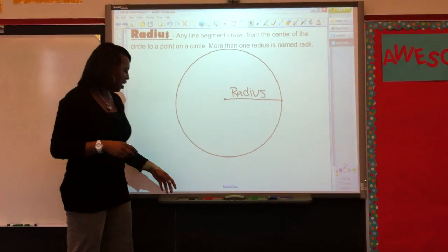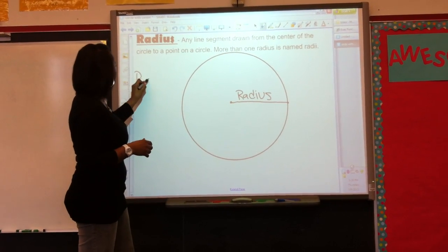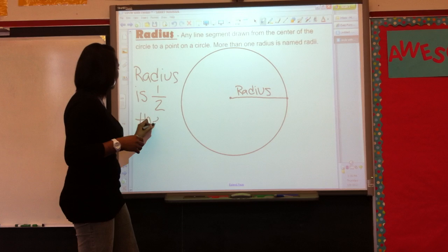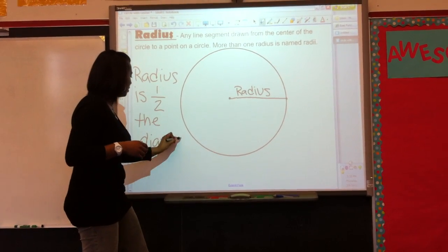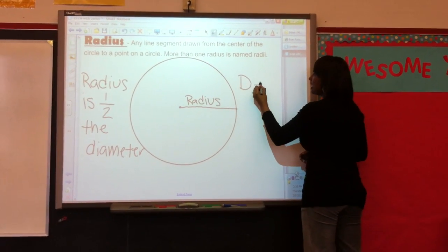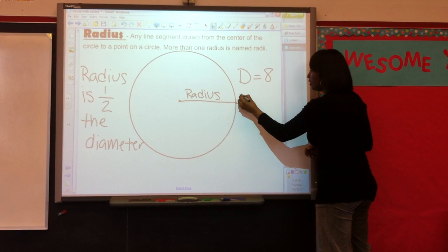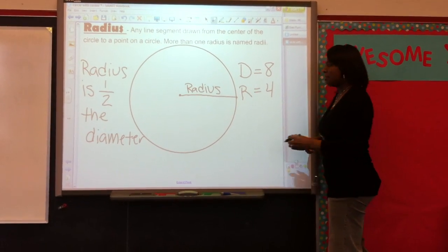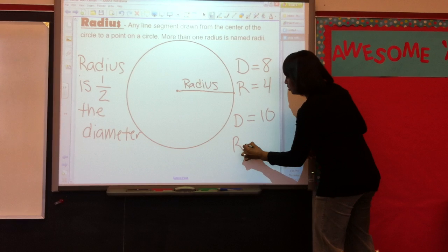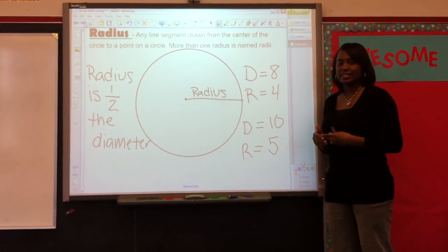The other thing that we talked about is the relationship between the radius and the diameter. I told the students that the radius is half the diameter. So, for example, if the diameter is 8, then the radius will be half of the diameter. What's half of 8? 4. And if the diameter is 10, for another example, then what is half of 10? 5. The kids really need to understand that the radius is half of the diameter.